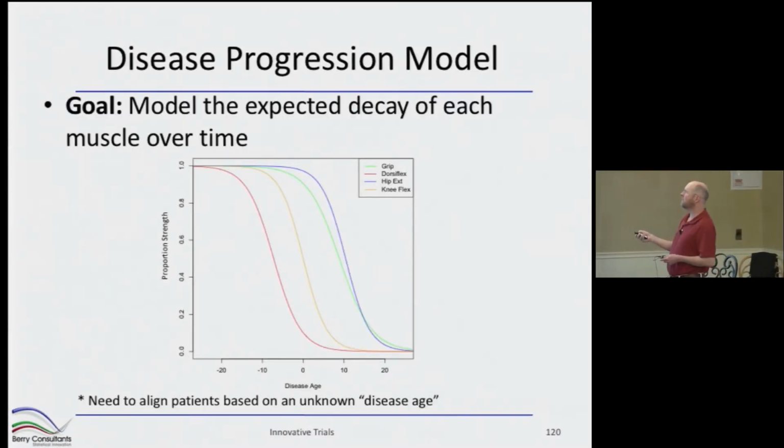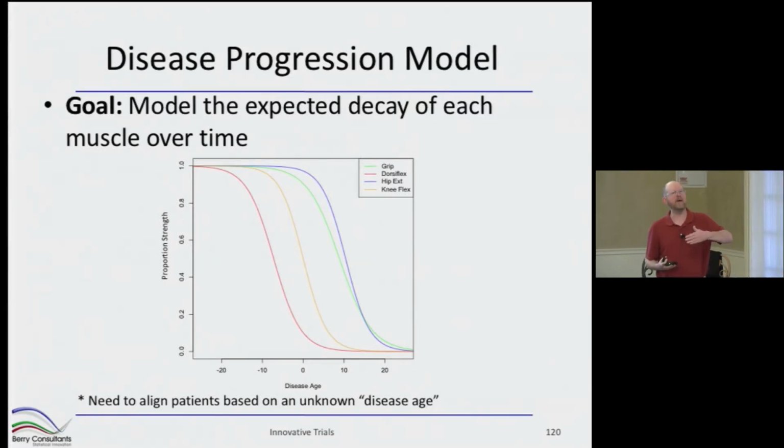What we essentially did is we took that disease course and we said, this is what happens to dorsiflex over time. This is what happens to your knees over time, to your grip over time, to your hip extension over time.